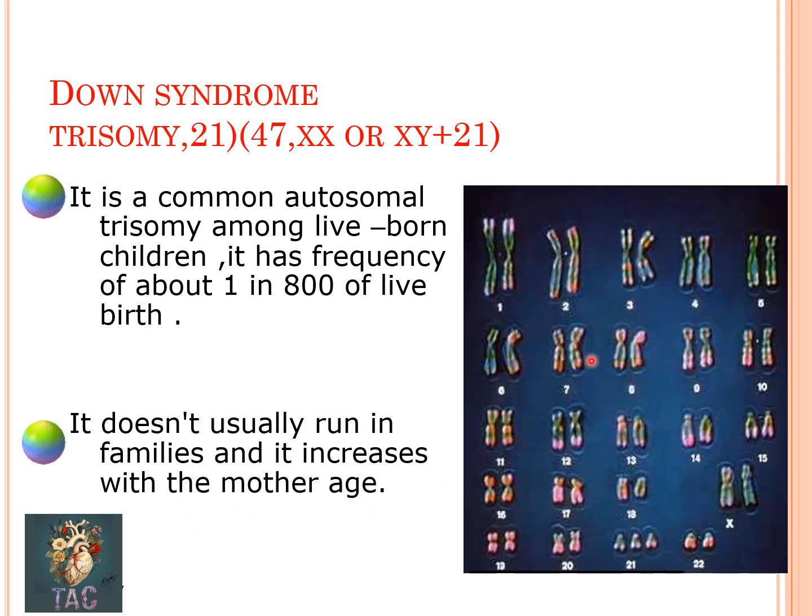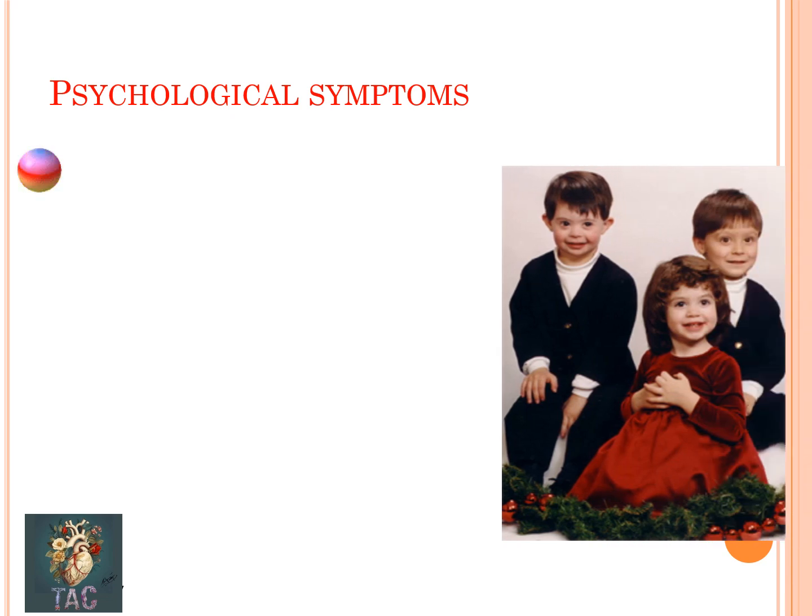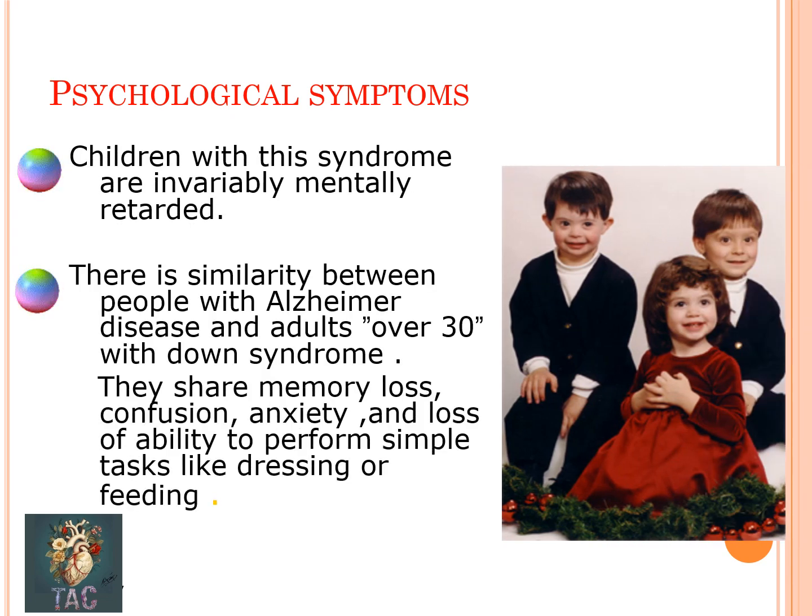This is the chromosomal pattern. You can see an extra copy of chromosome number 21 over here. So this is Down syndrome. Psychological symptoms of Down syndrome are that children with this syndrome are invariably mentally retarded. There is a similarity between people with Alzheimer's disease and adults over 30 years with Down syndrome. They share memory loss, confusion, anxiety, and loss of ability to perform simple tasks like dressing or feeding.